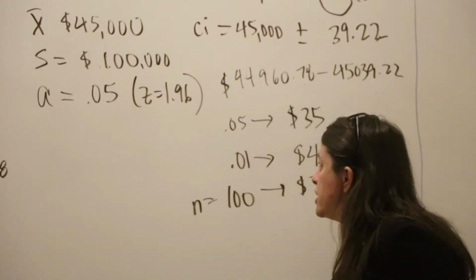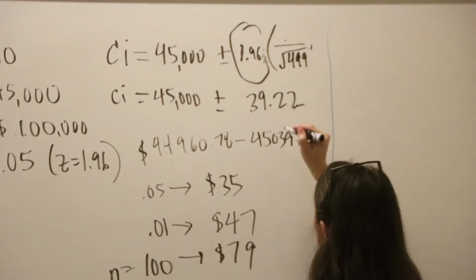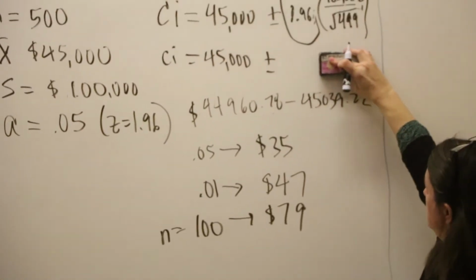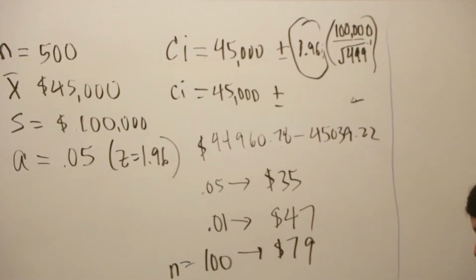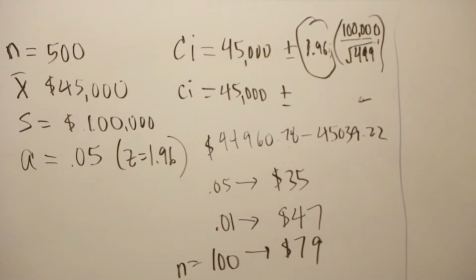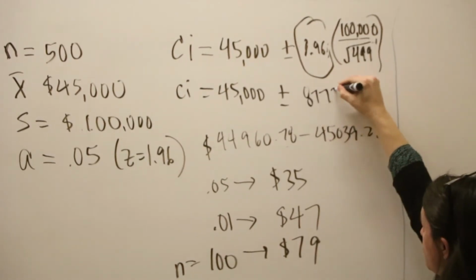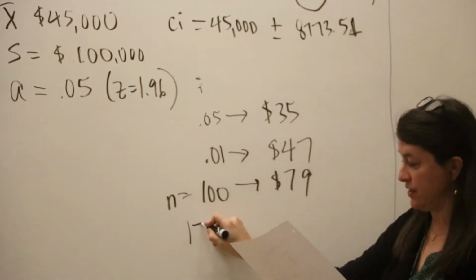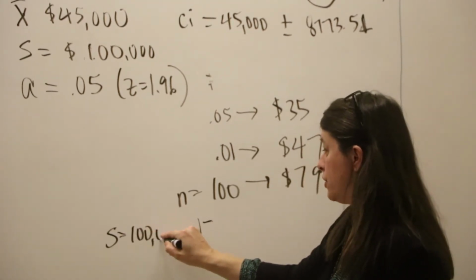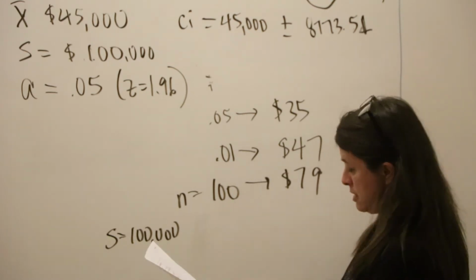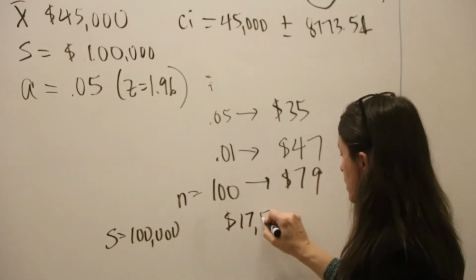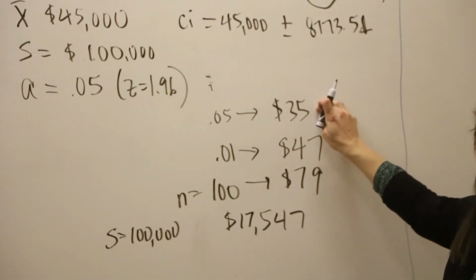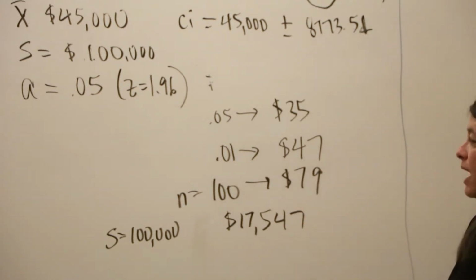So what happens when we have a standard deviation that's much, much bigger? What happens to our confidence interval? So we're going to put 100,000 up here. And guess what? It's really, really large. It becomes 8,773.51, which, actually, I'm not going to write out the whole range, but it ends up with an interval of 17,000. Our standard deviation is $100,000, then our range is actually going to be $17,547. So we went from a $35 range in a confidence interval to a $17,000 range, all because we had a much, much greater standard deviation.